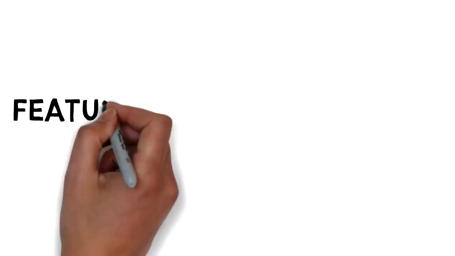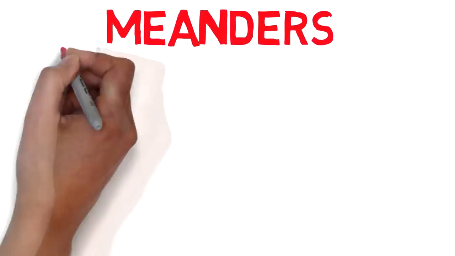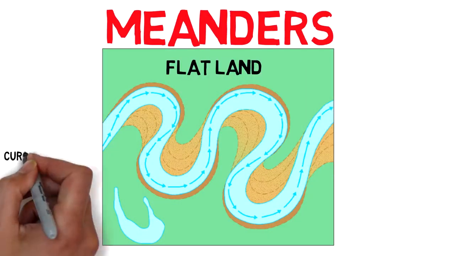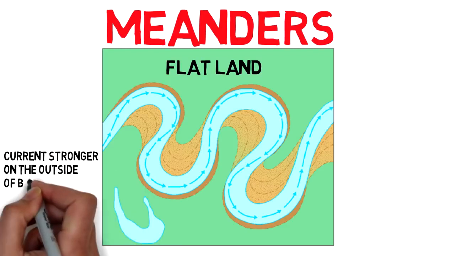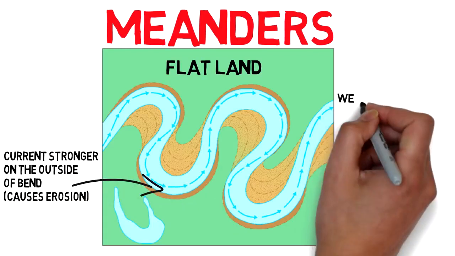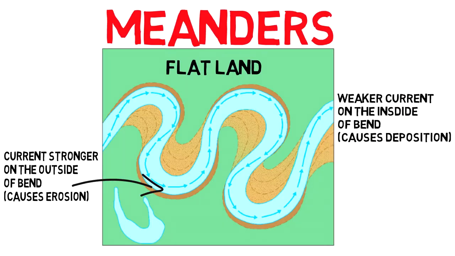So now that we're done with all the features of the youthful stage of the river, we can move on to the mature stage. The first feature of a mature river: meanders are bends or curves in a river. As the land is much flatter than it was in the youthful stage, the river tends to swing from side to side. As it does this, the current will be stronger on the outside of the bend, and so erosion will take place, while on the inside of the bend, the current flows more slowly, so deposition, which is the unloading of the river's load, will take place.